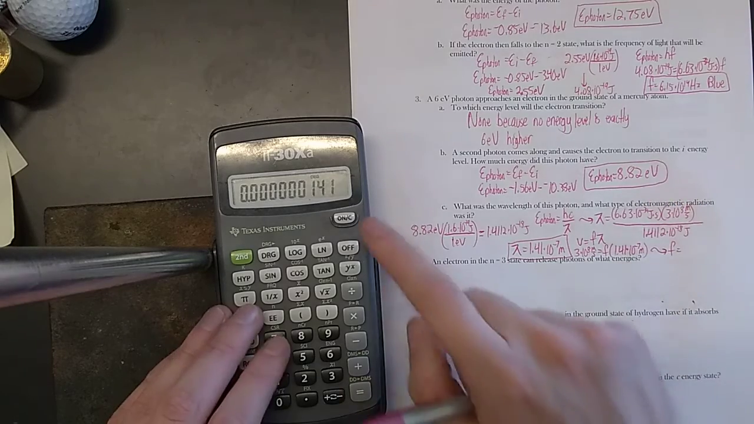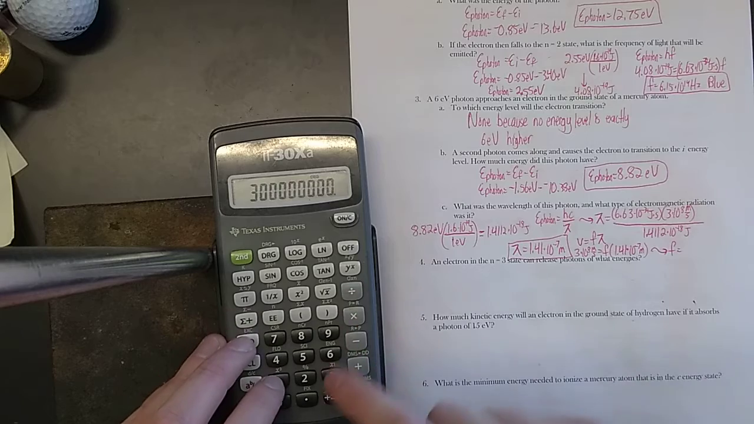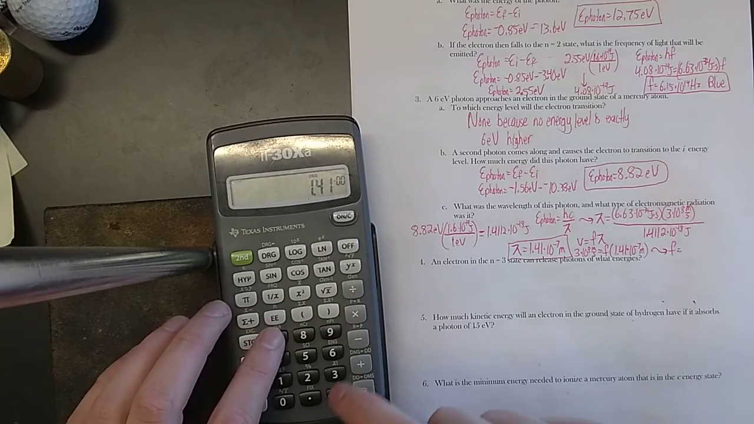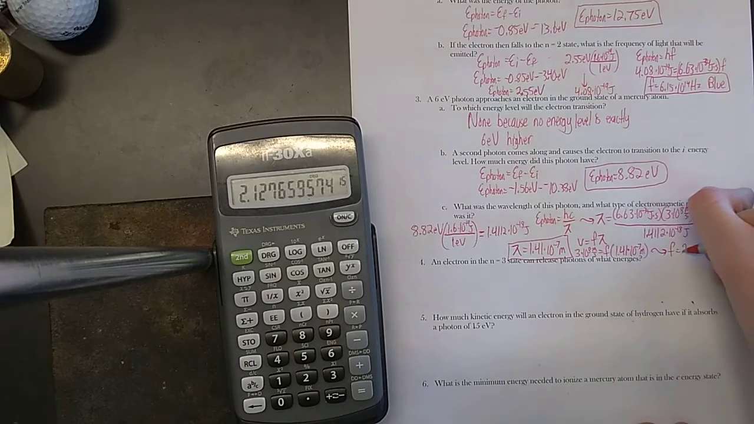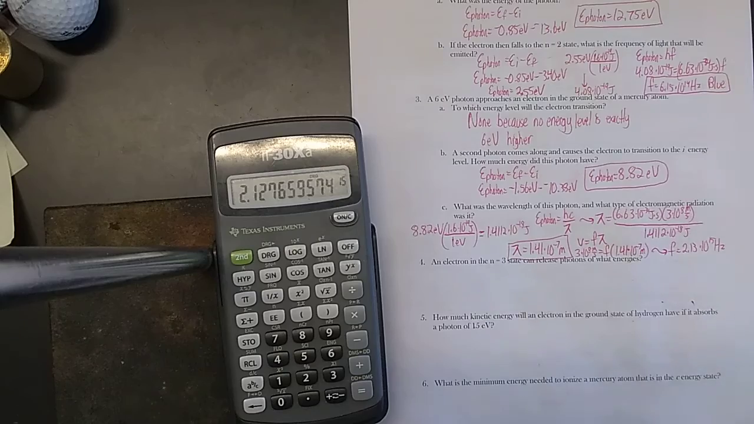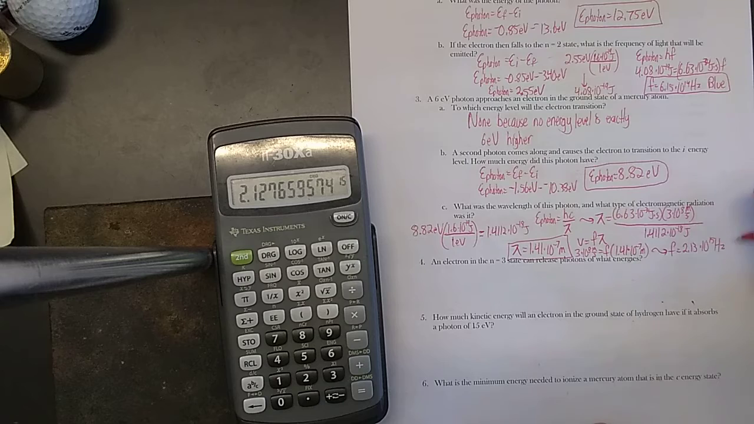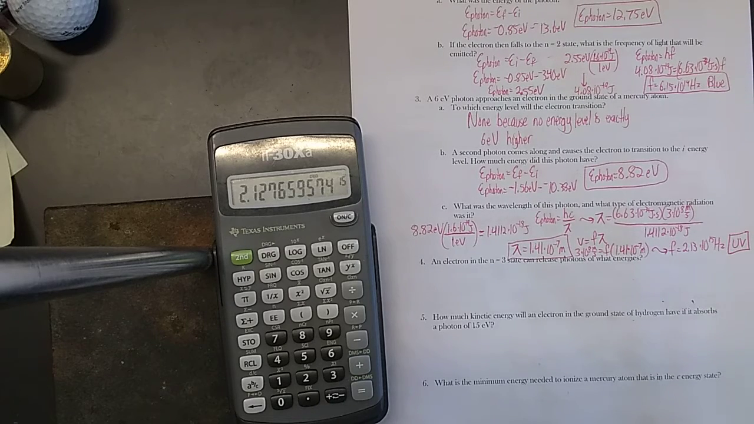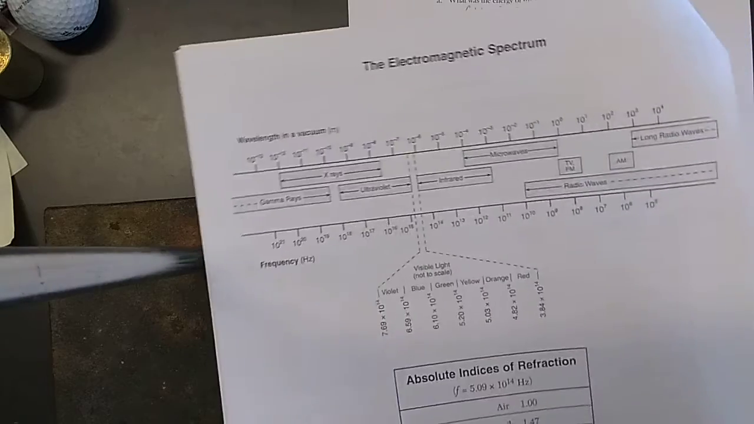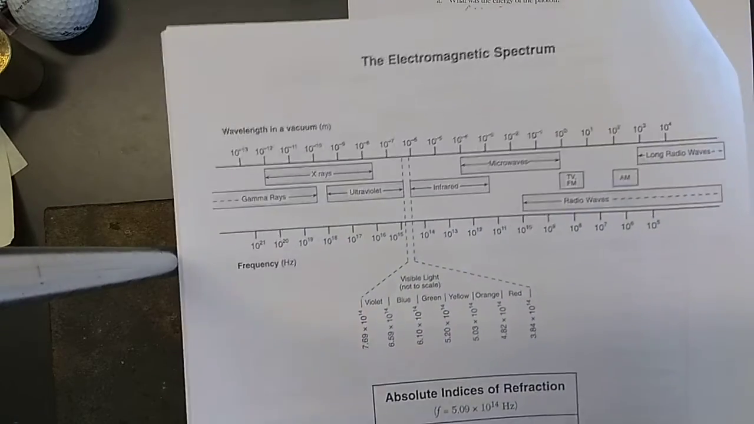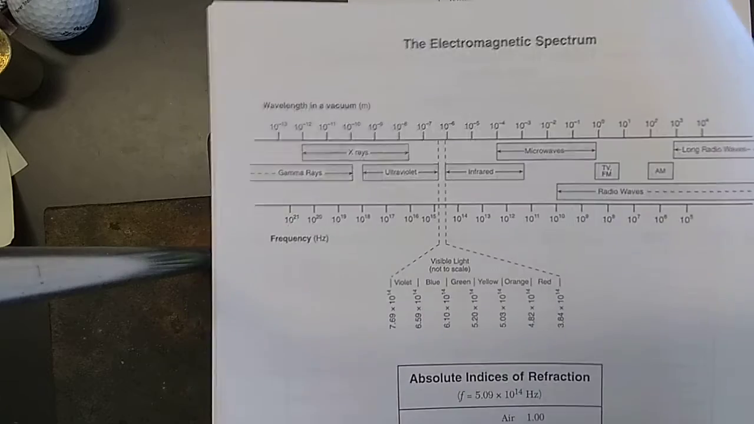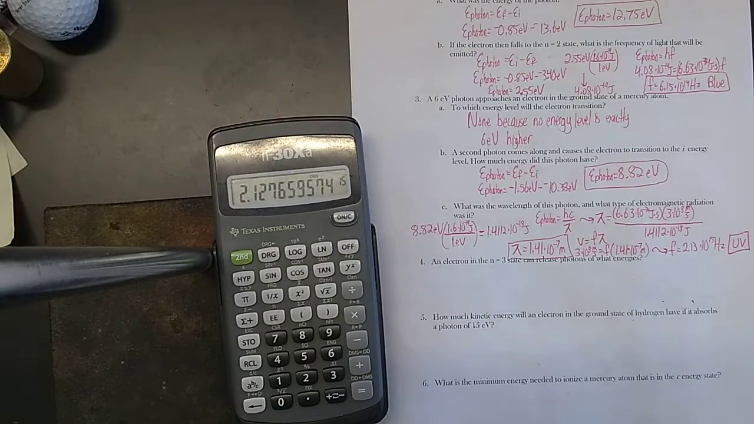So the frequency must be 2.13 times 10 to the 15th hertz, and anything times 10 to the 15th is generally going to be ultraviolet. So again, don't try to use this chart to figure out the type of radiation unless you know the frequency. If you only have the wavelength, convert to the frequency.